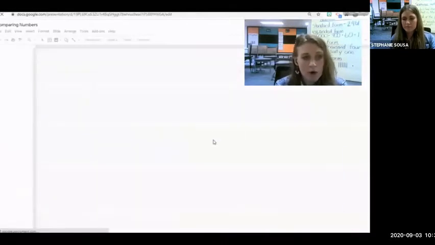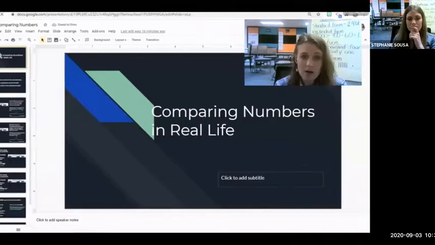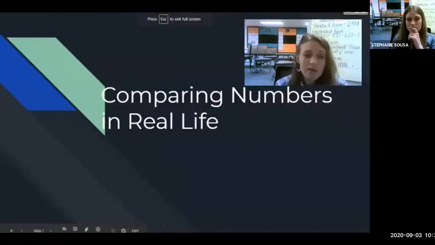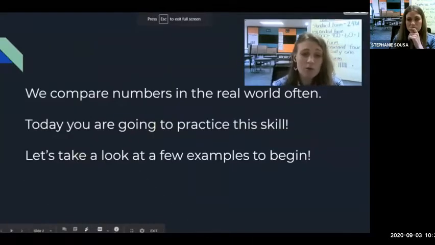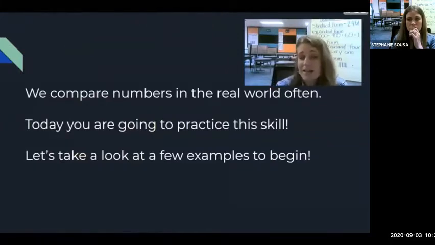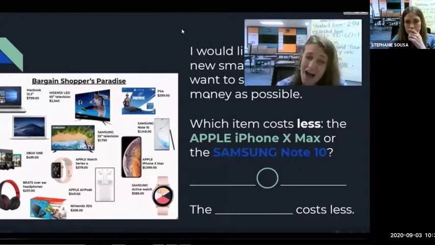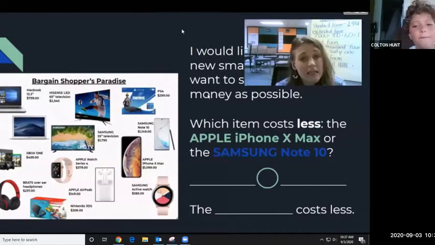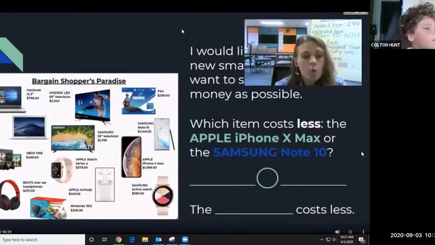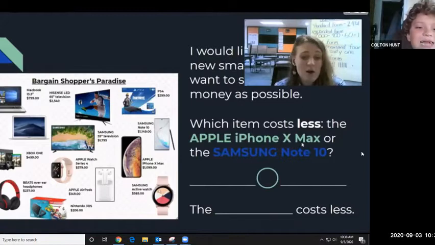In the real world, you will utilize this skill of comparing numbers. This is a skill that is often used when we go shopping. So you're going to practice this skill by taking a look at an example shopping catalog. So you can see this little story about me. I want to purchase a new smartphone, but I want to spend as little money as possible on it. Which item costs less? The Apple iPhone X Max or the Samsung Note 10?